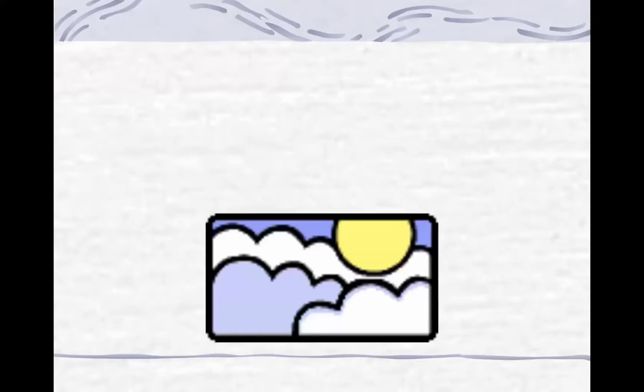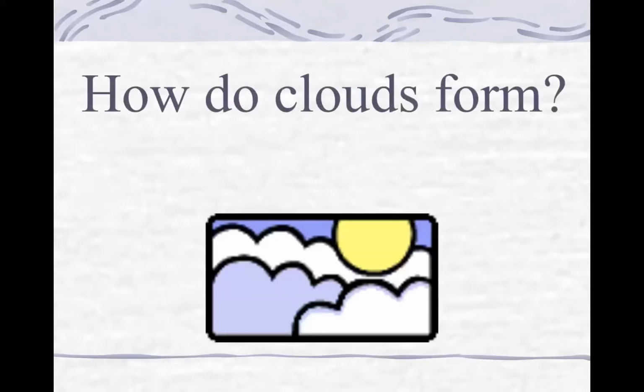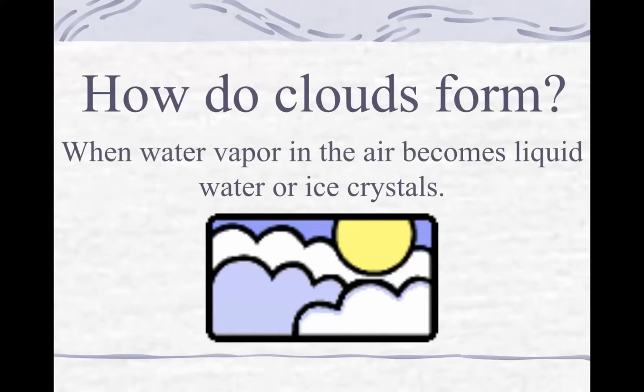Well, today's subject is clouds. Now, we're going to be going over how clouds are formed. Okay, you're going to learn about that. And then we're going to be discussing the different types of clouds. Now, clouds form when water vapor in the air becomes a liquid, water or ice crystal.